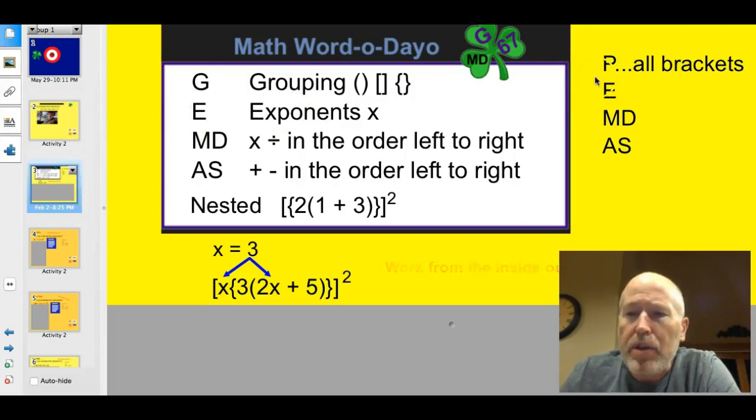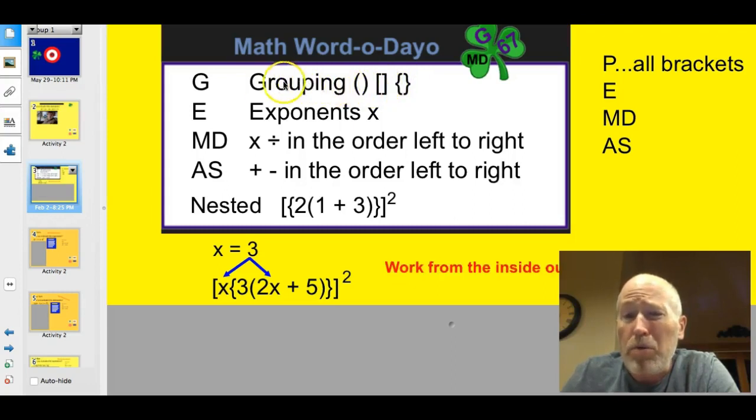In 6th grade, we talked about PEMDAS with parentheses. In 7th grade, we're going to start to refer to it as GMDAS because it can be any of these grouping symbols. If you still want to think about it as PEMDAS being all brackets, that's fine, but GMDAS kind of stands for any of these grouping symbols.